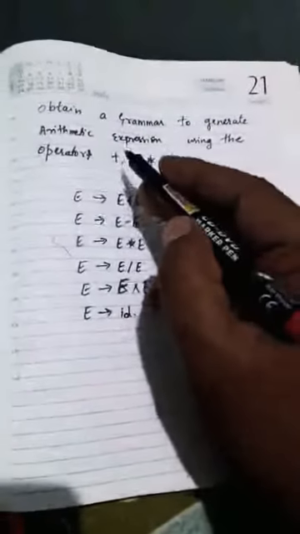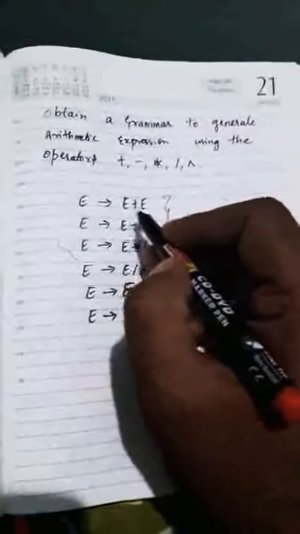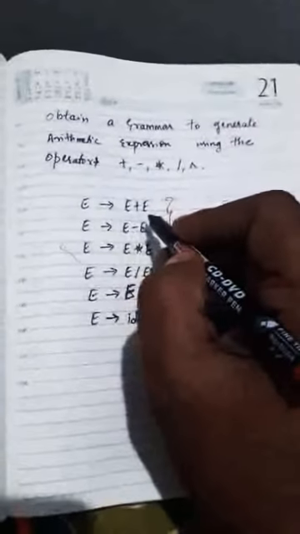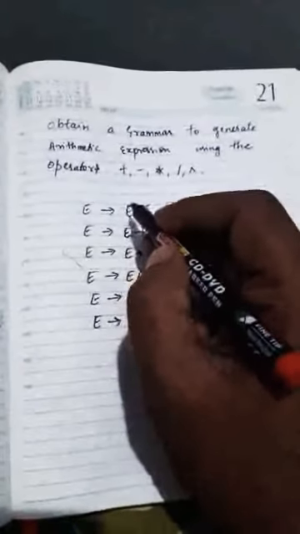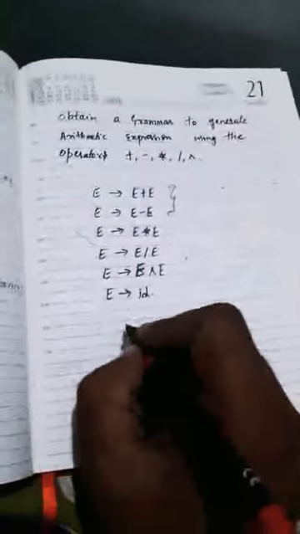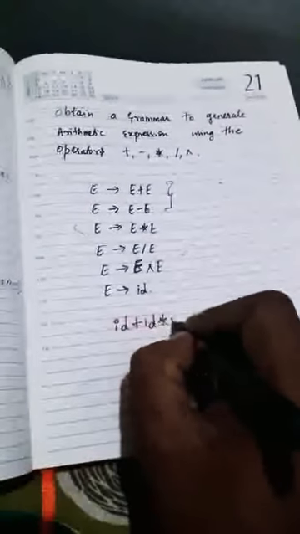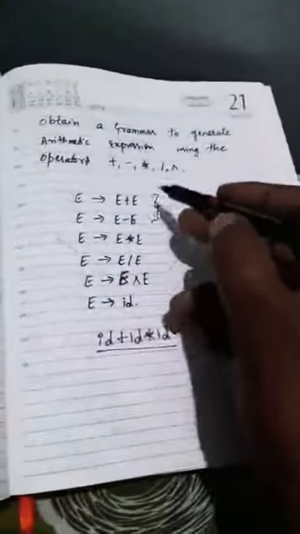So for every operator, every binary operator should have at least two identifiers. So this E, that is the variable, should finally be replaced with an identifier. That's why we have written E can also take id. So let us try to generate id plus id star id using this set of productions. We have to get this arithmetic expression using this set of productions.